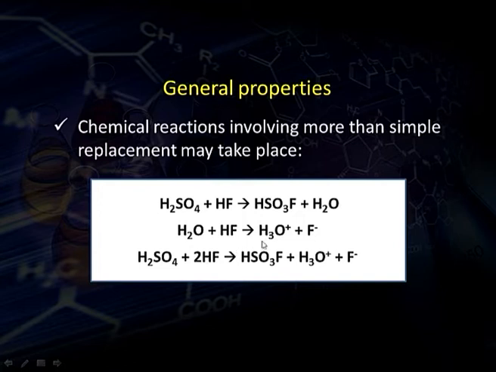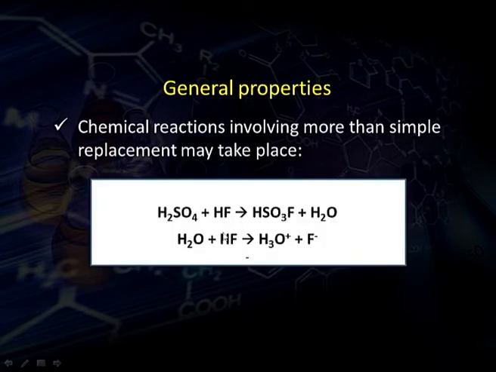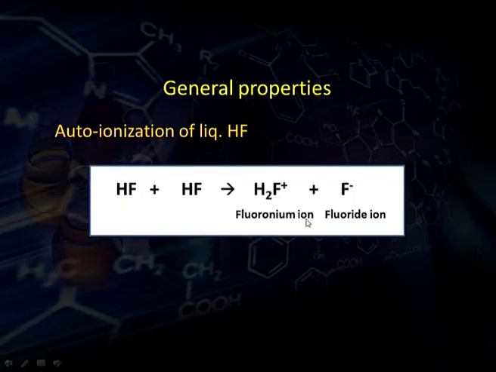We have water plus HF, so it will give H3O positive plus F minus. Chemical reactions involving more than simple replacement may also take place, like we have sulfuric acid plus HF. So, these two combine together to form HSO3F plus water, and water plus HF combine to form the hydronium ion and the fluoride ion. Auto-ionization of liquid HF, this I have already discussed. It forms a fluoronium ion which is H2F positive plus a fluoride ion which is F minus.